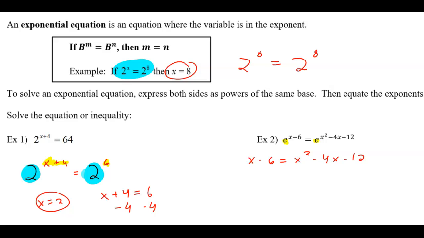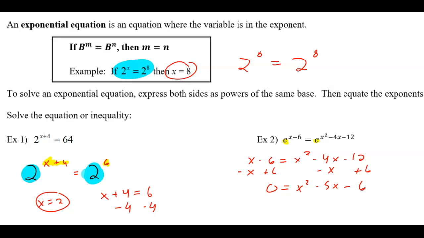And basically what we have now is we have a quadratic. So the way that we solve a quadratic is we get everything to one side. We get it set equal to 0. So I'm going to subtract that x over. That gives us negative 5x's. And I'm going to add this 6 to the right. That gives us negative 6. And now we're equal to 0.